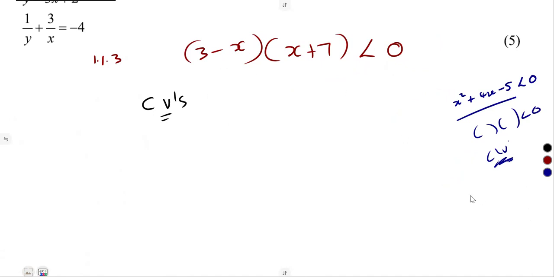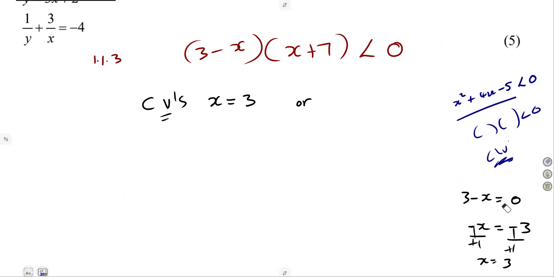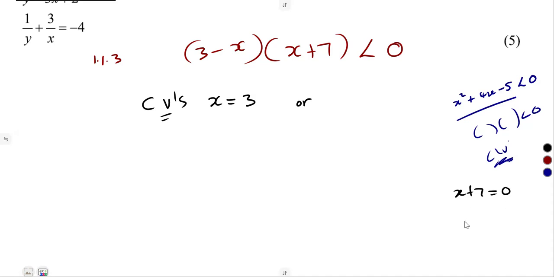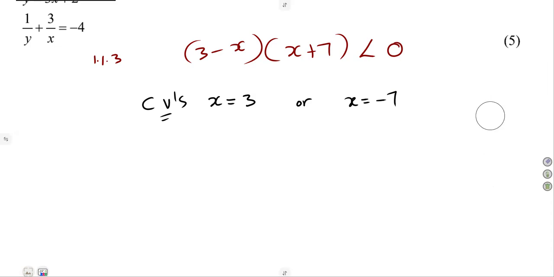Each bracket you equate to 0. 3 minus x must be equal to 0 to have the critical value. So minus x is equal to what? 3 to the other side, that's a negative 3. Divide by negative 1. So our x was going to be a positive 3. All right. So as our critical values, x is equal to 3. Or taking the x plus 7, equating it to 0, we are going to obtain a negative 7 there. If you take this to the other side, the sign changes. So therefore, our x was going to be a negative 7 as part of your critical values.